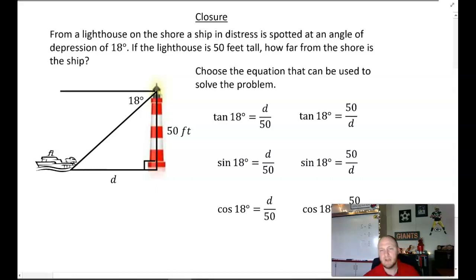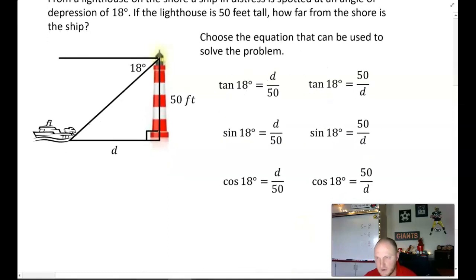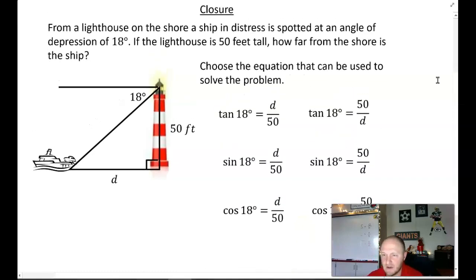All right, closure. Last question. Here they say from a lighthouse on the shore, a ship in distress is spotted at an angle of depression of 18 degrees. If the lighthouse is 50 feet tall, how far from the shore is the ship? Which of these equations can help us solve? Go ahead and pause the video and give it a go.